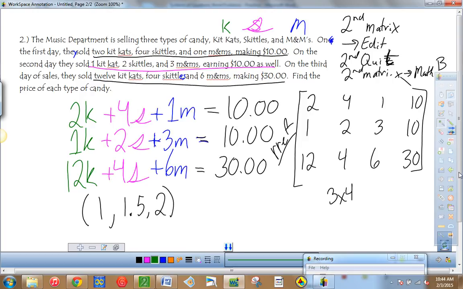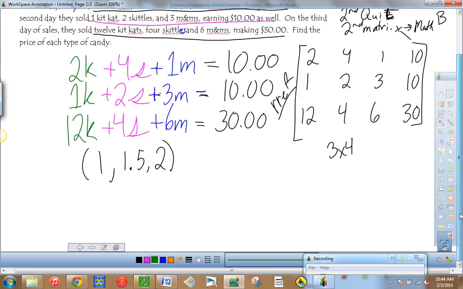It means Kit Kats are $1. It does. It means Kit Kats are $1.